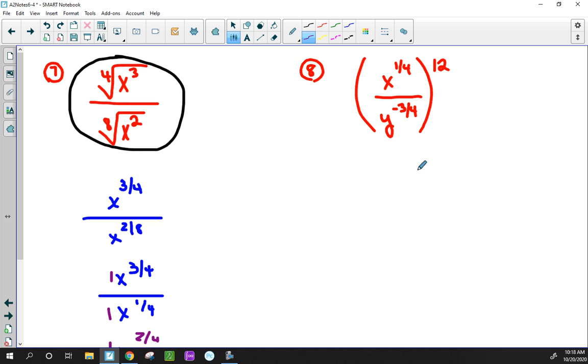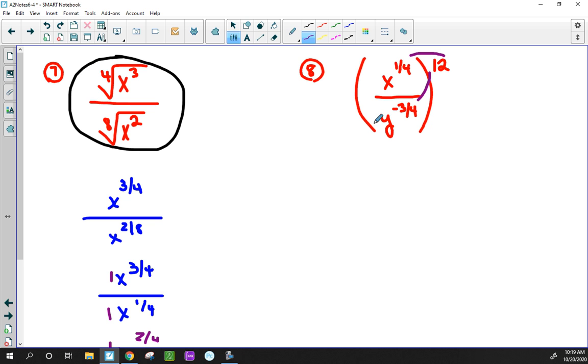All right, last one for today. We've got x to the 1/4 divided by y to the negative 3/4. Everything's being raised to the 12th power. I notice that the variables are different, unfortunately, so I cannot subtract these powers. Quotient rule says that these bases have to be the same. So I can't really do anything in division. I have a couple choices. I can take the 12 and use like a power rule and multiply it by both of these. So I think I'll start there.